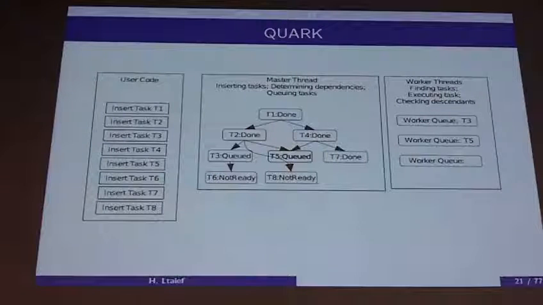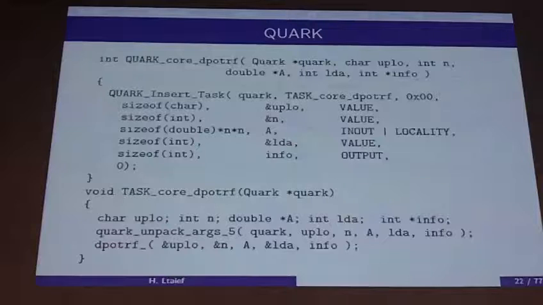So the way it works is that you have a master thread which will unroll your sequential code and queue the different tasks, and at the same time the worker threads will start picking up those tasks as they come in and just execute them in parallel. So this is the story about QUARK.